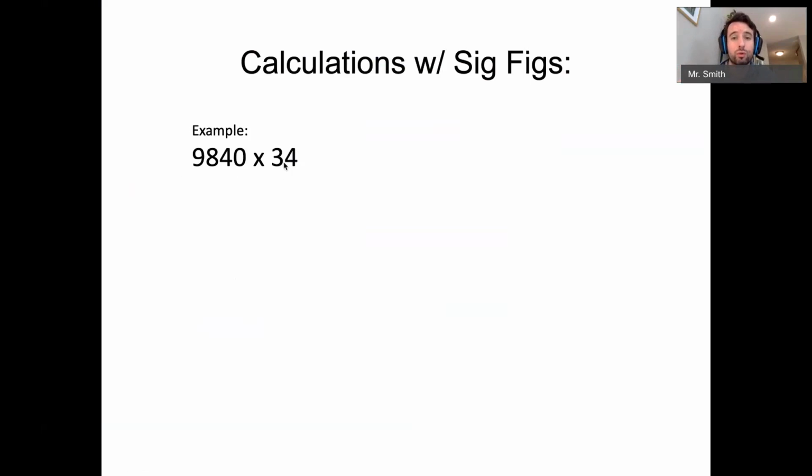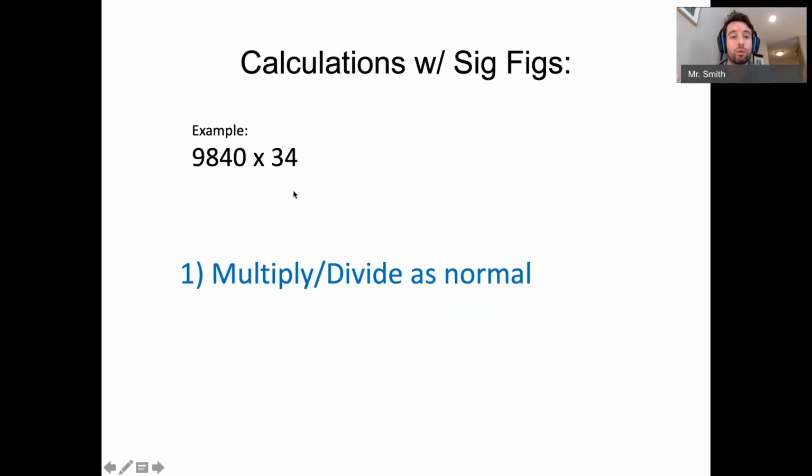Okay, first rule is to just do the math as normal, right? So in this case, you're going to take the 9,840 number and multiply it by 34. And when you do that, you get 334,560 as your answer. Really big number, right? Now, the next step is also the last step, and that has to do with sig figs.